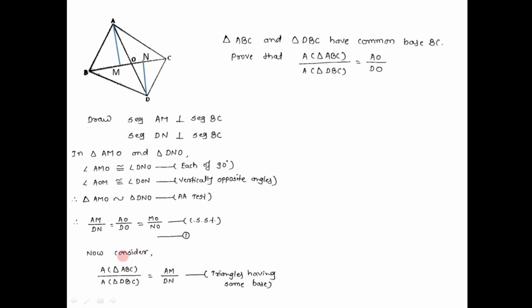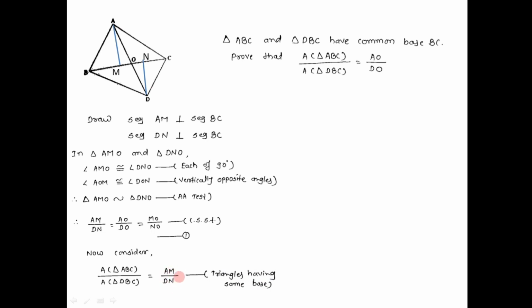Now we have to consider the ratio of areas of these two triangles. It is given that for these two triangles, the base is common, and we have the property that for two triangles with a common base, the ratio of their areas is equal to the ratio of corresponding heights. So area of triangle ABC divided by area of triangle DBC is equal to AM divided by DN, as AM and DN are the heights of these two triangles. And the reason is triangles having the same base.